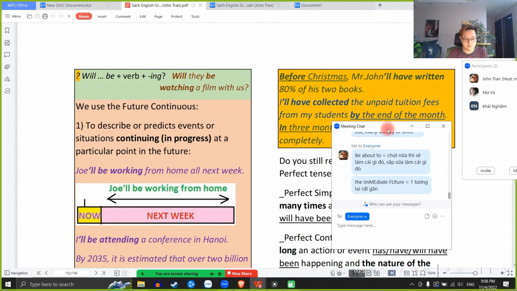Okay, question. Will be plus verb plus ing. Will they be watching a film with us? We use the future continuous, number 1, to describe or predict events or situations.